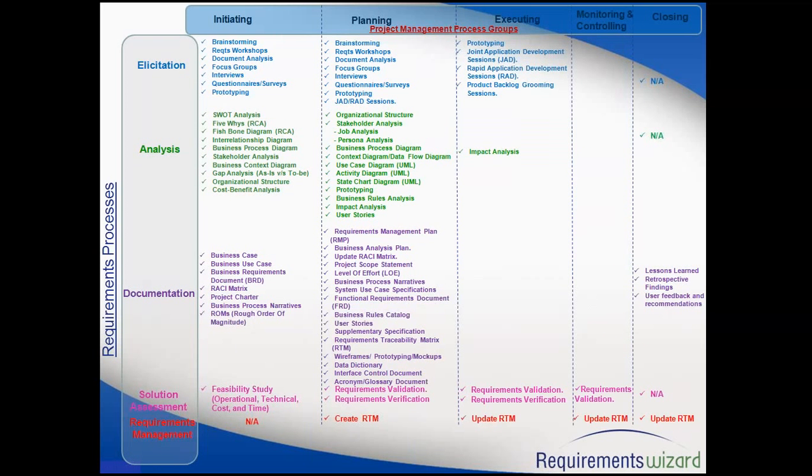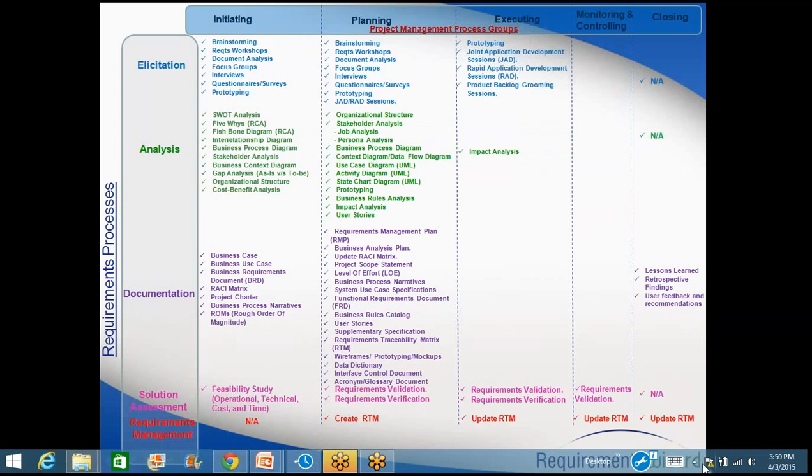Now this is a very important slide again. So here, what I've done is, I've mapped the project management processes with the requirements processes. Whether it's waterfall or agile, you still have to initiate, plan, execute, monitor, control, and close a project. And in the same way, you have to elicit the requirements, analyze them, document them, do the solution assessment, and manage them. Right? It doesn't matter whether it's waterfall or agile.